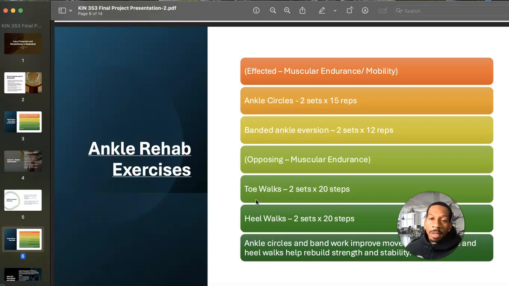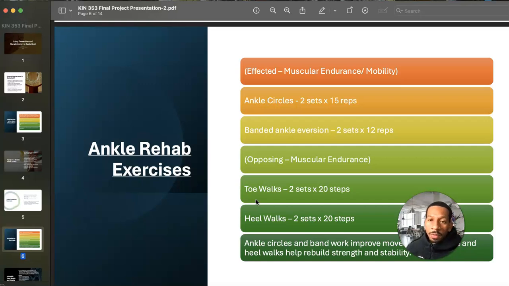For our ankle rehab exercises, for our affected area, we'll focus on muscular endurance and mobility, and we'll be doing ankle circles, 2 sets of 15 reps, and banded ankle eversion, 2 sets of 12 reps. That's where the foot will be turning outward, not inward.